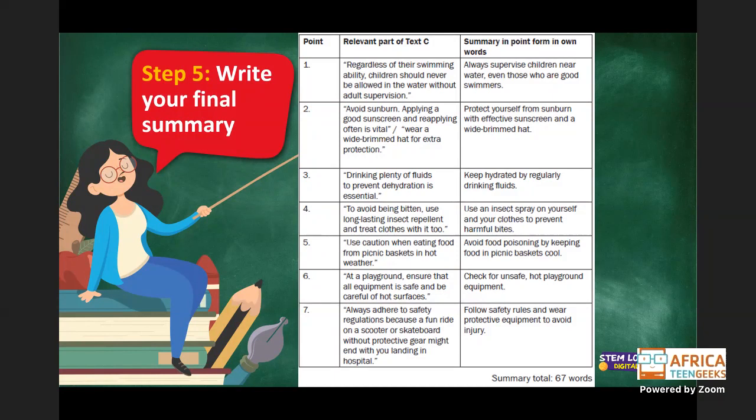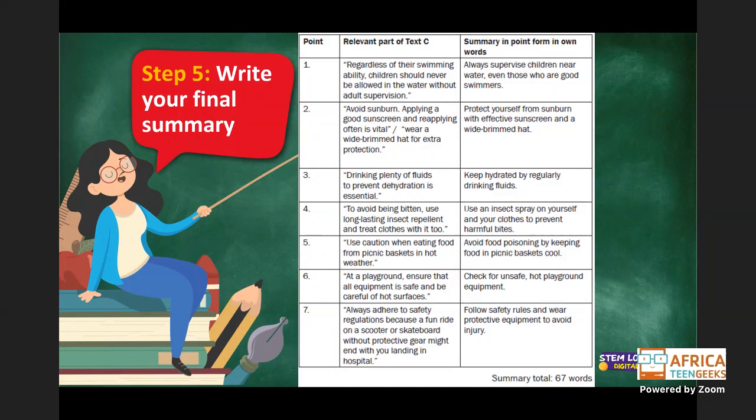Number five: use caution when eating food from picnic baskets in hot weather. You would rewrite that as avoid food poisoning by keeping food in picnic baskets cool. And then point six: at a playground, ensure that all equipment is safe and be careful of hot surfaces. So we could say, check for unsafe hot playground equipment. Simple, but to the point.